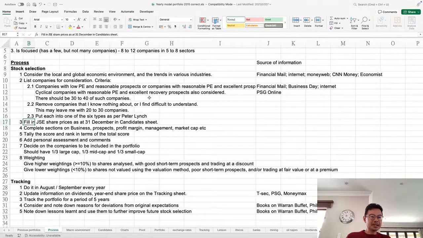4 is to complete sections on business prospects, profit margin, management, market cap, etc. Then number 5 is to tally the score and rank in terms of the total score. Number 6 is to add personal assessment and comments. 7 is to decide on the companies to be included in the portfolio, and it should have 1/3 large cap, 1/3 mid cap, and 1/3 small cap. But again, this kind of construction also depends on what you're looking at. Are you looking at just local companies?